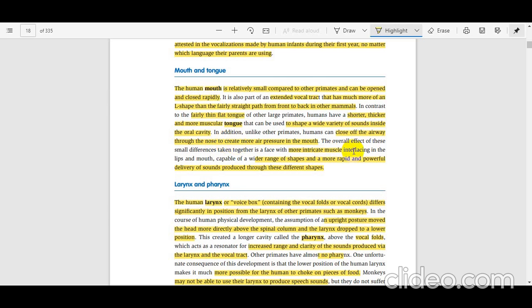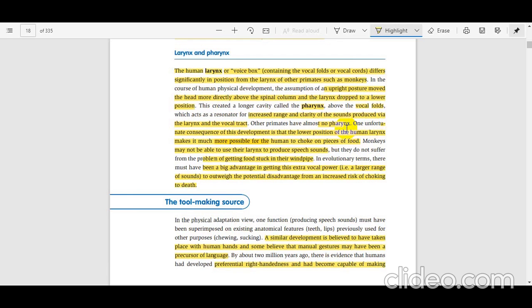Now, the overall effect of these small differences, taken together, if we collect all these pieces and put them in one basket, is a face with more intricate, complex muscle interlacing in the lips and mouth, capable of what? Of a wider range of shapes. Even the shape of the mouth is flexible. So we have the wide open mouth, we have the round mouth, and so on. A wider range of shapes and more rapid and powerful delivery of sounds. This enables humans to produce sounds which are more complicated, as we stated, than those of other primates.